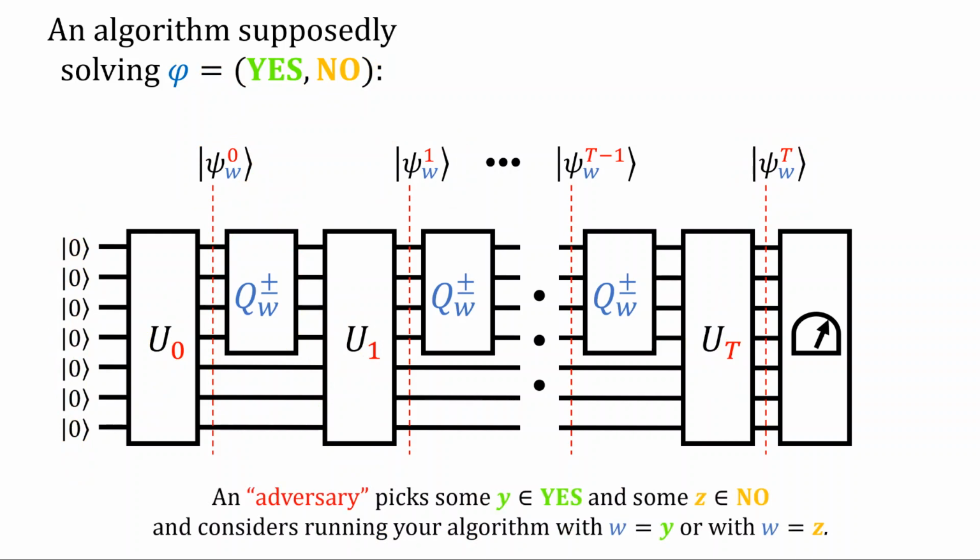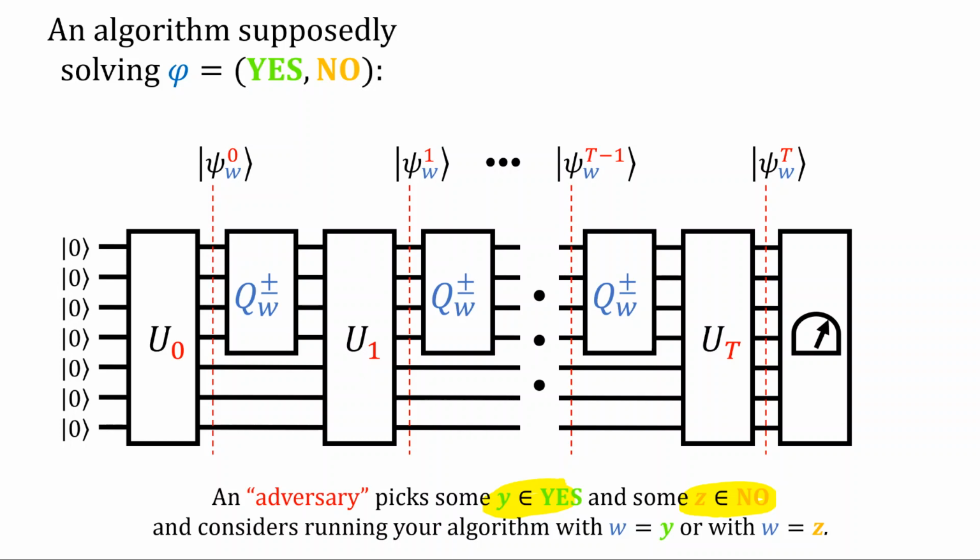Now, the name that Ambainis chose, the adversary method, is not going to be made extremely clear in this lecture. So let me just use the word one time here. Let's imagine that an adversary looks at this algorithm that you've supposedly made that makes t queries for solving the problem psi, and the adversary picks some particular string y, which is a yes string that the algorithm is supposed to say yes on, and also a particular string z, which is a string that the algorithm is supposed to say no on.